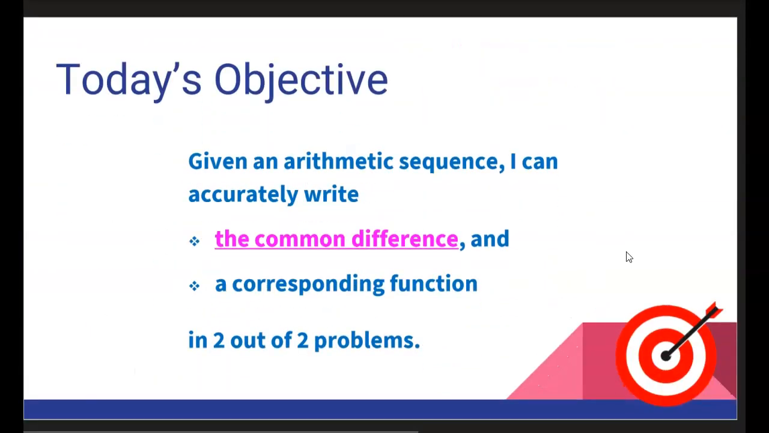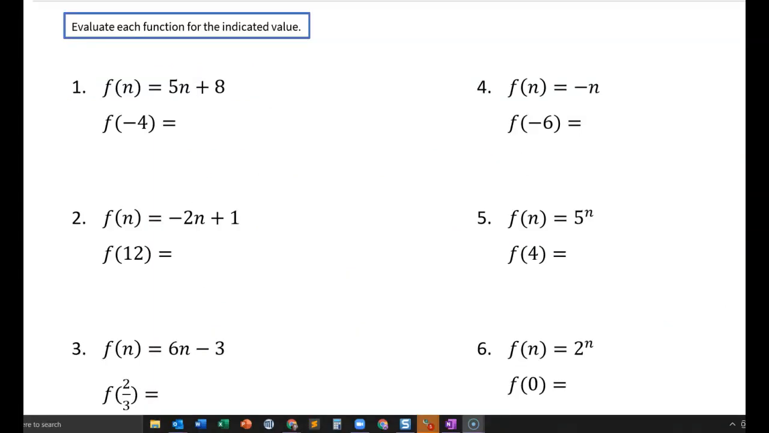So that is everything for today. We just needed to identify the common difference and a corresponding function for an arithmetic sequence and write them down. And we will go over a few questions in the assignment so you get an idea of how to do those. Okay, so here is assignment 1.04, and let's do this first problem.